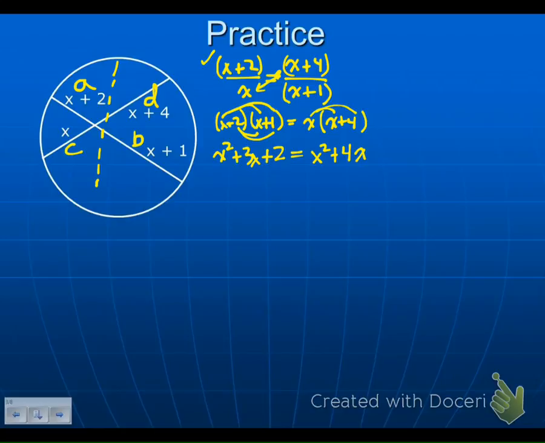Okay, lo and behold, I think our x squareds are going to cancel out, right? Because you're going to subtract them like this, and then all of a sudden, yay, they're gone. So you don't have to deal with squareds anymore.